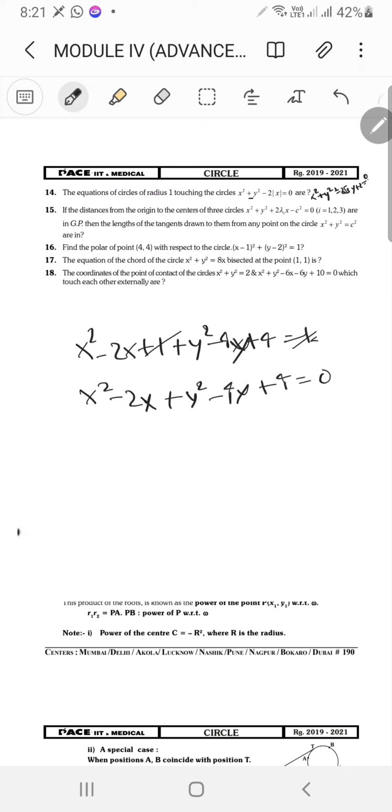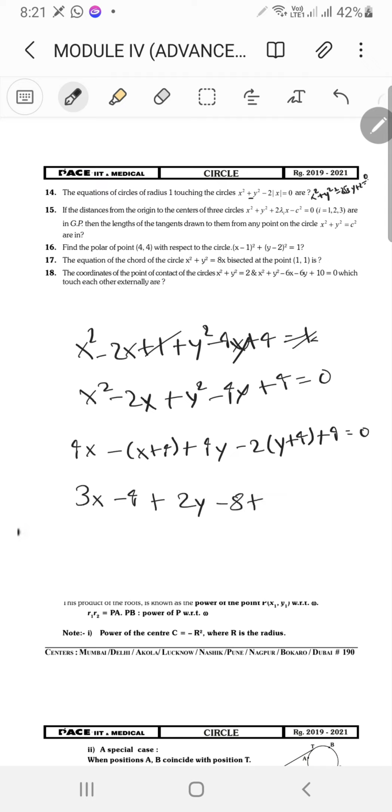You want to find the polar, so just put that in there. So 4x minus (x plus 4) plus 4y minus 2 times (y plus 4) plus 4 equal to 0, right? So this is going to be 4x minus x is 3x minus 4 plus 4 minus 2y is 2y minus 8 plus 4 equal to 0. That is 3x plus 2y minus 8 equals 0. That should be the polar.